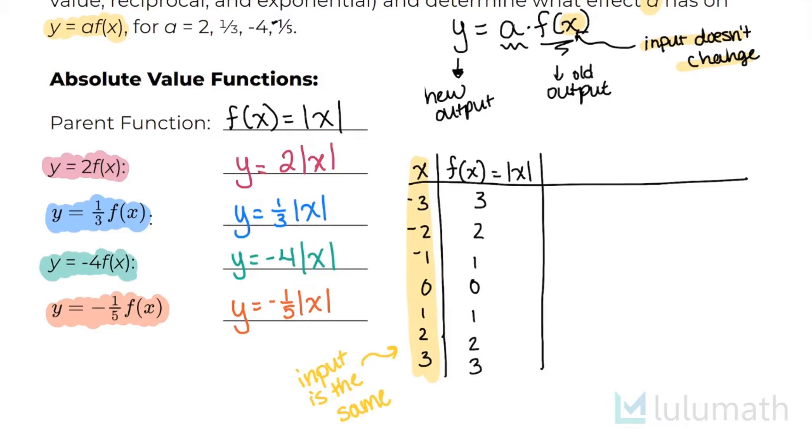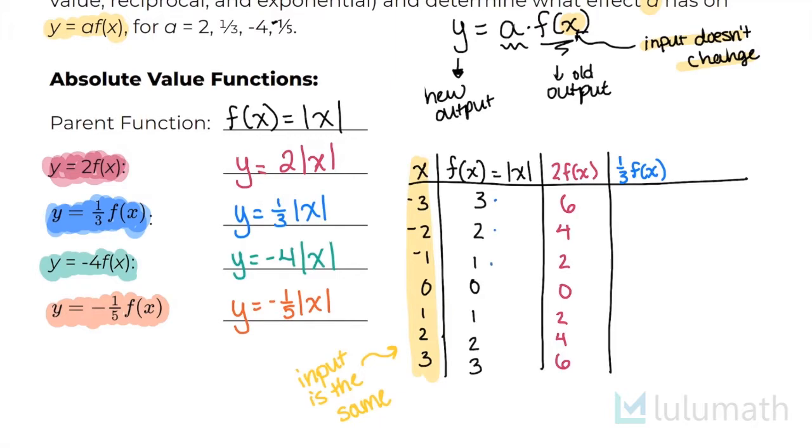For y equals 2 times f of x, I am going to take all of my f of x values and multiply them by 2. 3 times 2 is 6, 2 times 2 is 4, 1 times 2 is 2, 0 times 2 is 0, and so on and so forth. For y equals 1/3 f of x, I will take each one of my f of x values here and multiply them by 1/3. So 3 times 1/3 is 1. 2 times 1/3 is 2/3. I'm pretty much just dividing by 3. 1 multiplied by 1/3 is 1/3, and so on and so forth.